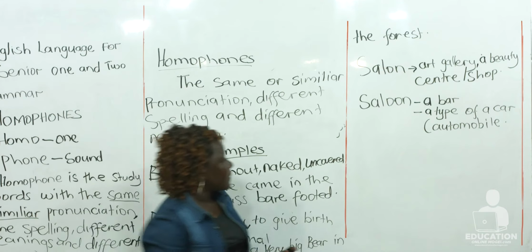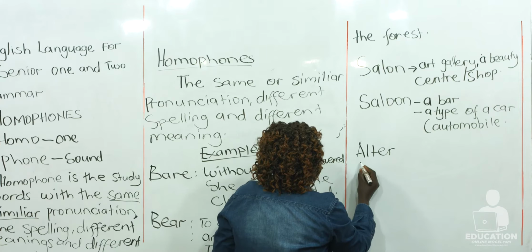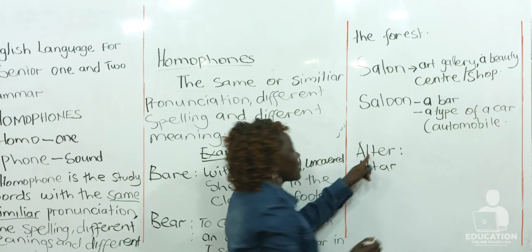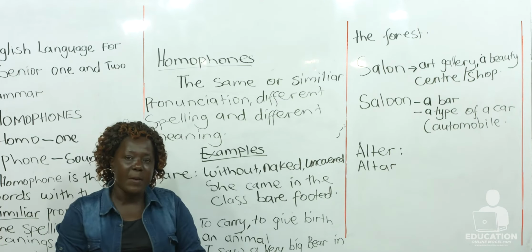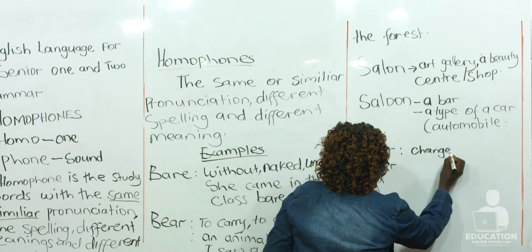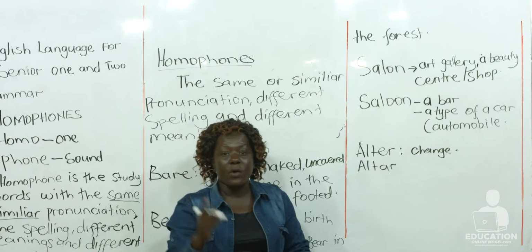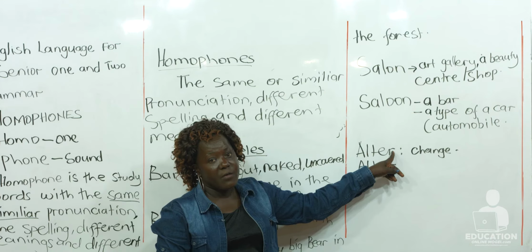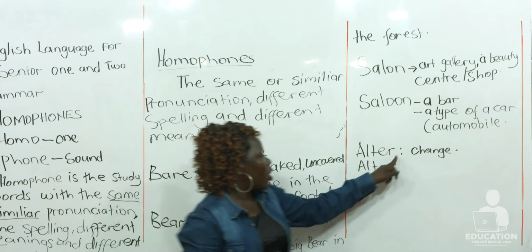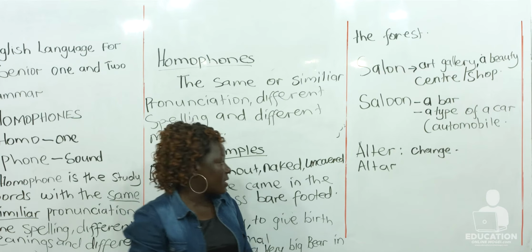Look at this pair again. To alter and an altar. This one is a verb. To alter means to change. So you cannot say, I took her to the alter with ER for the wedding. Alter means to change. You can say, don't alter my program. Don't change my program. I am planning to go to the market.